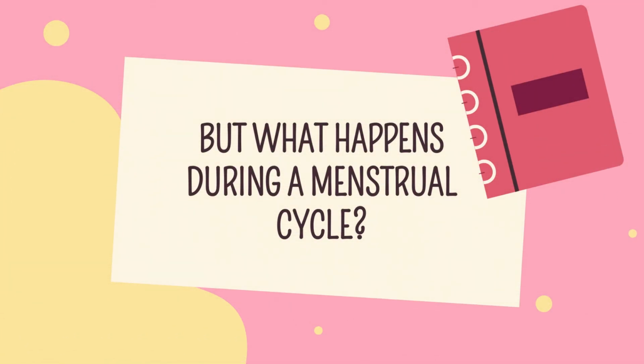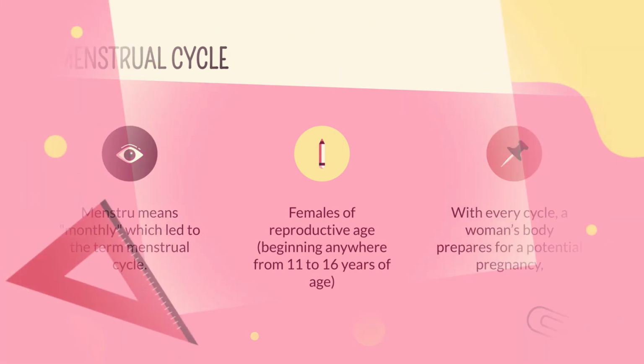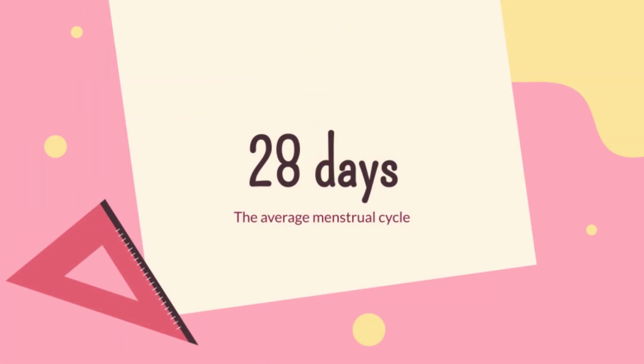But what happens during the menstrual cycle? Menstru means monthly, which led to the term menstrual cycle. Females of reproductive age, beginning anywhere from 11 to 16 years of age, experience cycles of hormonal activity that repeat at about 1 month intervals. With every cycle, a woman's body prepares for a potential pregnancy, whether or not that is the woman's intention. The average menstrual cycle takes about 28 days and occurs in phases.